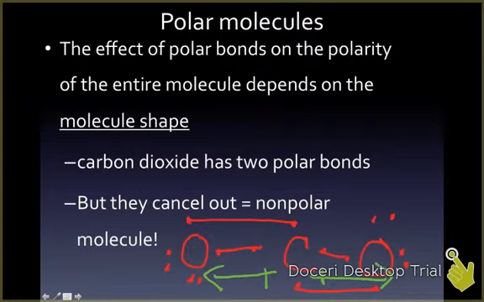Now, all of these bonds are polar bonds. However, this is a non-polar molecule because if you look, all the bonds are identical. So yes, in this direction, we have a polar bond. And yes, in this direction, we have a polar bond. But the bonds are equally polar, so therefore, they're going to cancel each other out. So as a whole, this is going to be a non-polar molecule, even though the bonds themselves are polar.